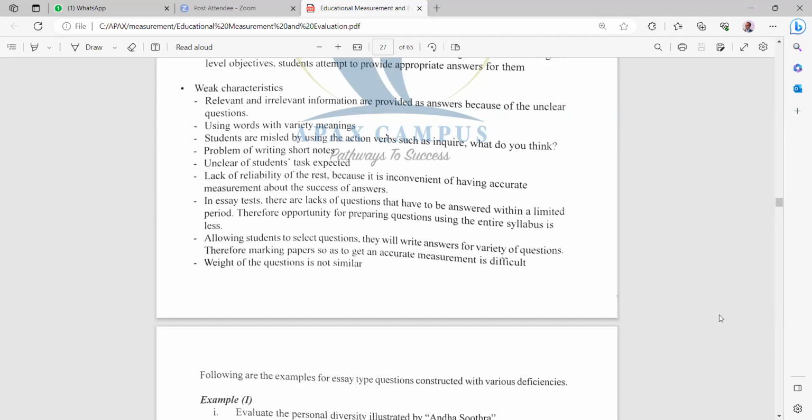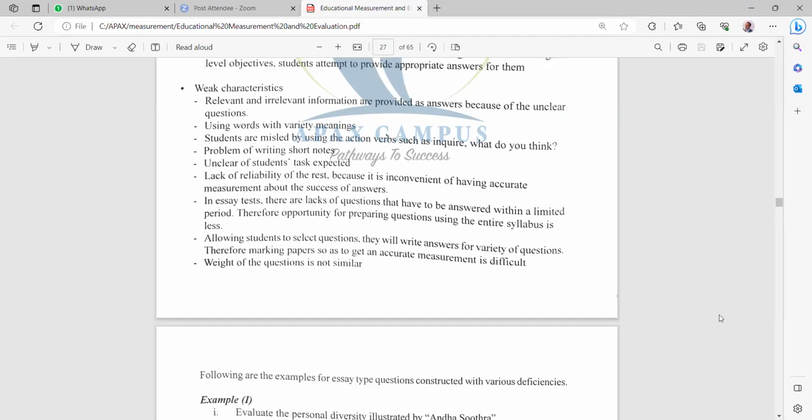Problem of writing short notes. Right. Our students are not so much educated, skillful to write the proper notes for themselves. Right. So then teachers have to help them with notes.